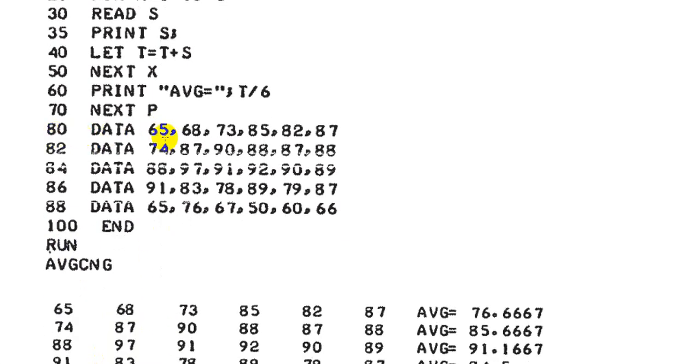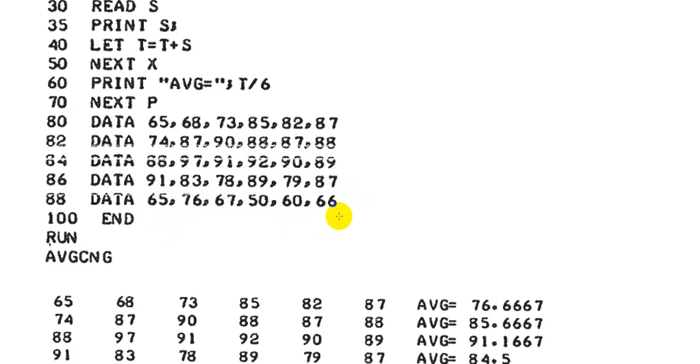Data here for the 18 steps procedure, as you can see: 45, 65, 68, 73, 85, 82, 78, 74, 78, 90, 88, 87, 88, and 88, 97, 91, 92, 90, 89, and 91, 83, 78, 89, and 79, and 87, 65, 76, 65, 67, 50, 60, 66.